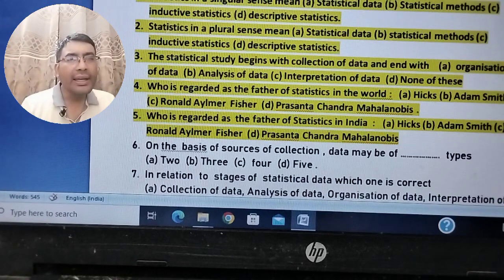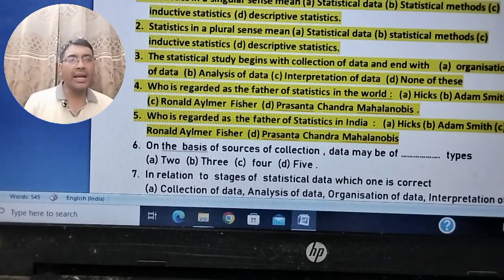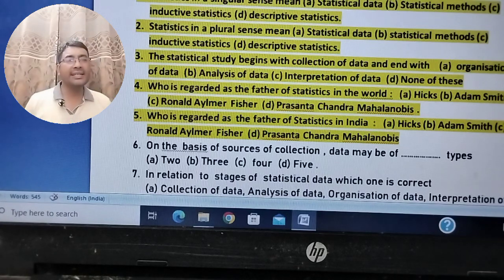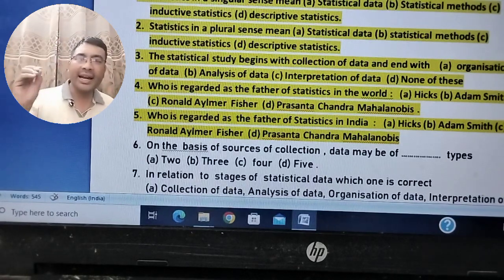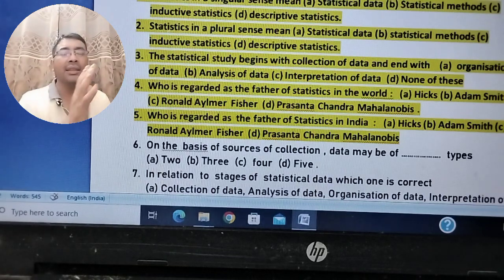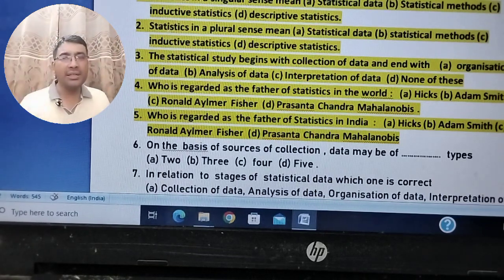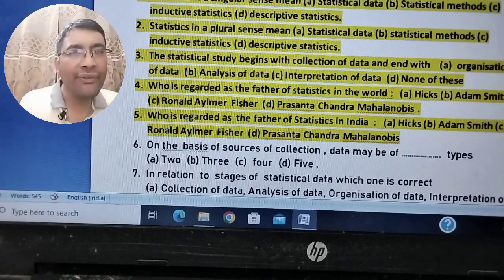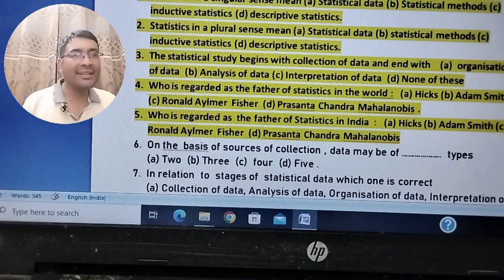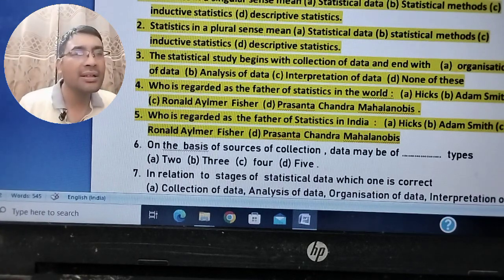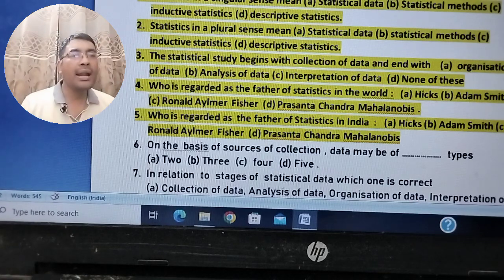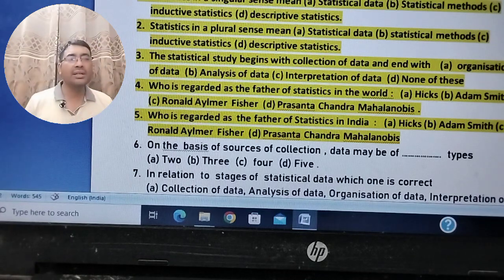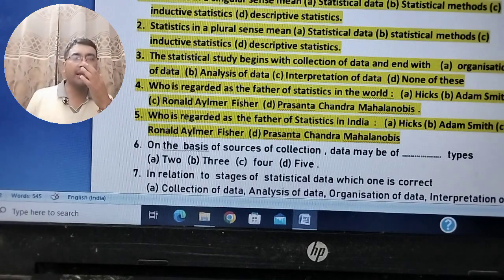Question number 5, who is regarded as the father of statistics in India? R.A. Fisher is regarded as the father of statistics in the world. But if we consider only the viewpoint of India, then the right answer is Prasanta Chandra Mahalanobis, that is P.C. Mahalanobis. So the right answer is Prasanta Chandra Mahalanobis, that is option number 4.